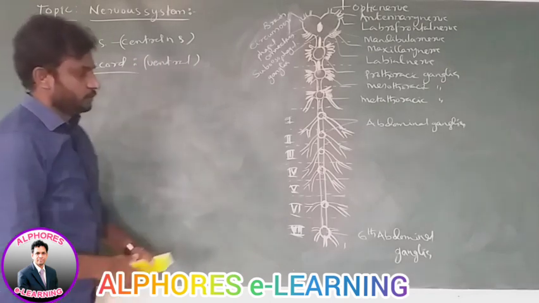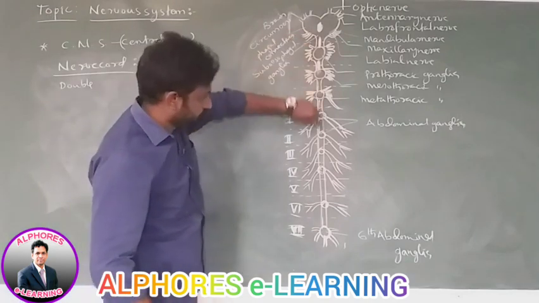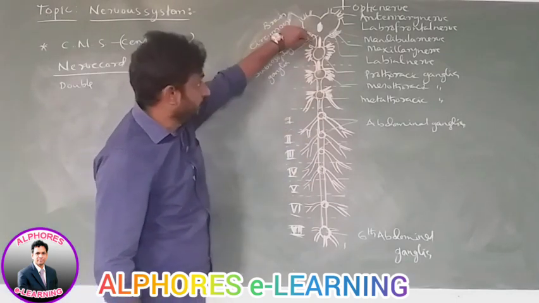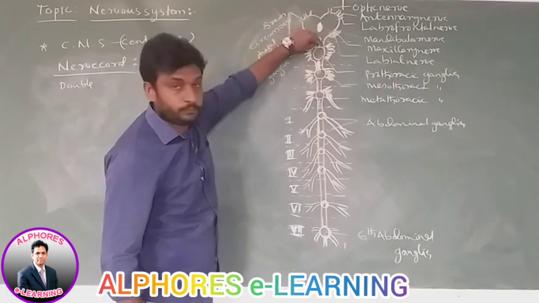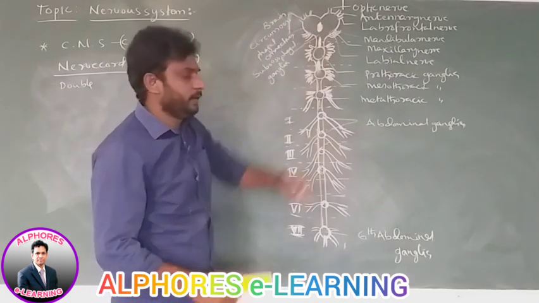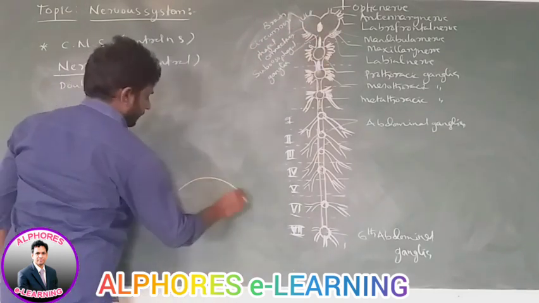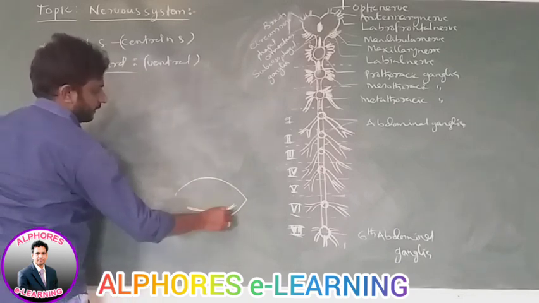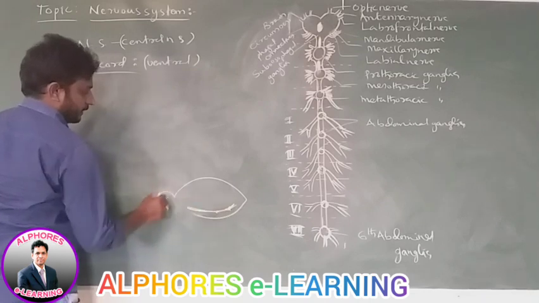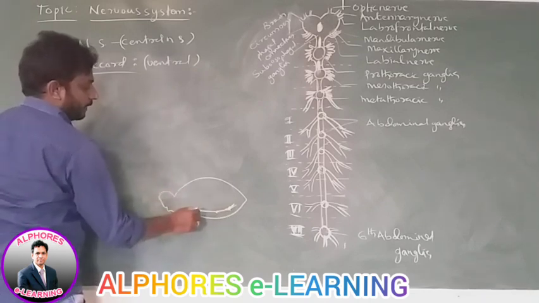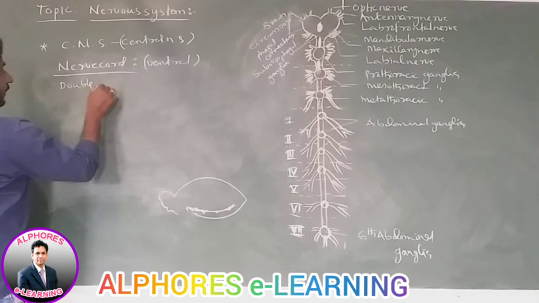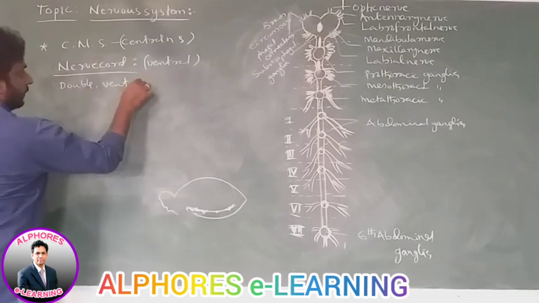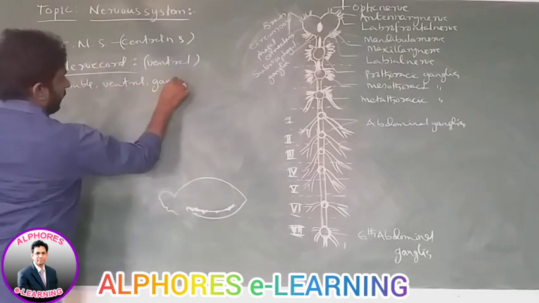Double means 2. So this nerve cord is double, meaning 2. Ventral means present at the ventral side. If the cockroach is positioned like this, then on this ventral side the nerve cord is present, and it is ganglionated. Double ventral and ganglionated.